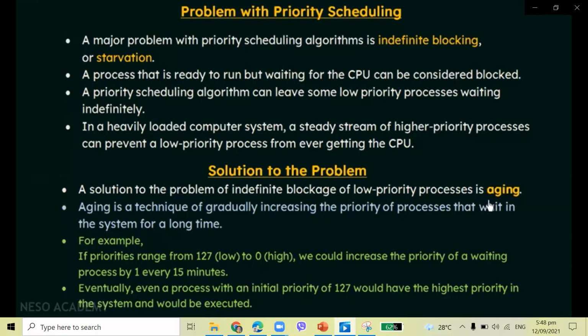That is, by the process of aging, we are going to increase the priority of the processes as they wait in the ready queue. So that is the solution to the problem that we have in this priority scheduling. So I hope you're clear with that. That is how priority scheduling works, and that was the problem that we had, and this is how we solved the problem. So in the coming lectures, we'll be discussing some problems on this priority scheduling.